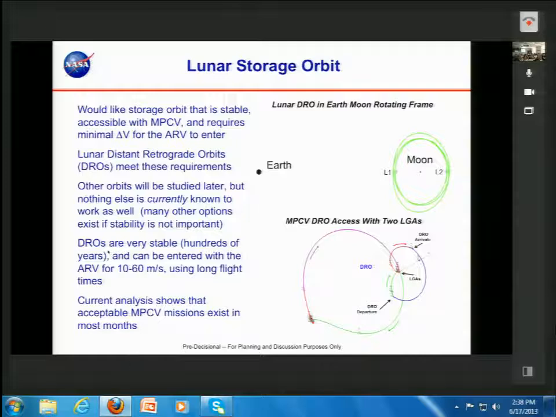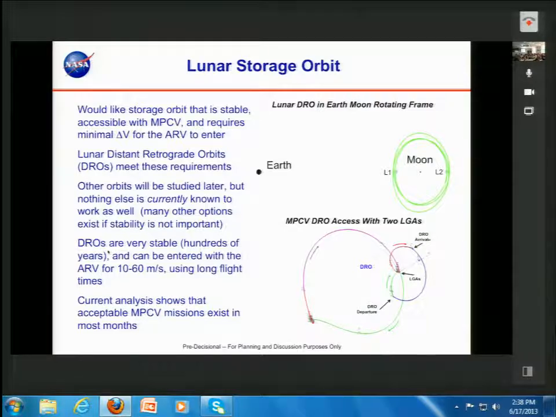DROs are very stable. We've established they're stable on the order of hundreds of years. So we expect them to be stable for longer, but we have to do the analysis to show how long they are stable. Once you get to integrating beyond 100 years, it's a tricky thing. I don't know if any of you have an orbits or planetary science background, but you get numerical errors building up, and you can't just blindly trust the integrators.